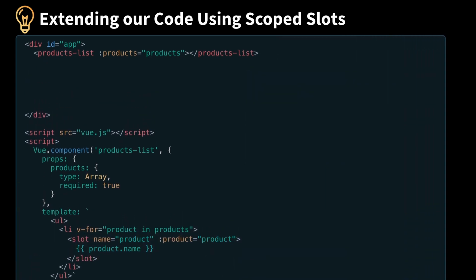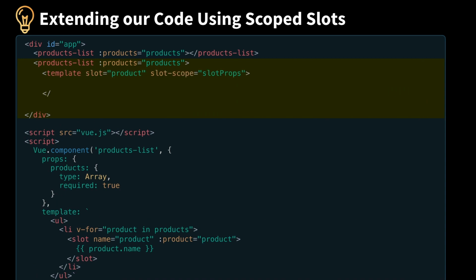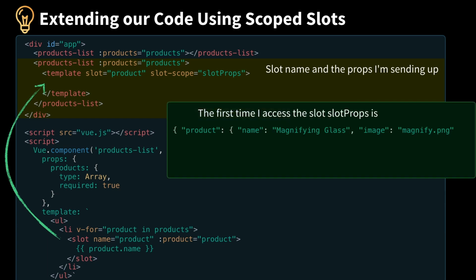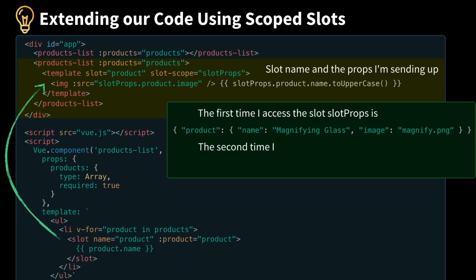Up on top, I'm going to write product list products, just like before, but then I'm going to specify the slot product and specify a slot scope equals slot props. The first time I access the slot, the value of the slot props is equal to this, as you see here. So I'm simply going to use that data, slotProps.product.image and product.name.toUpperCase, to change the way I want the product displayed. Second time I access slot props, it gives me this data.